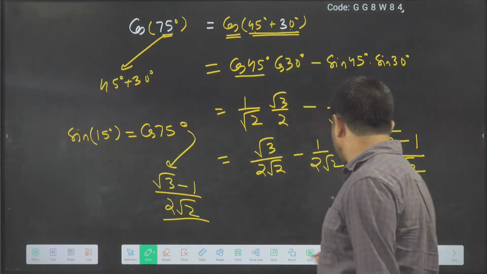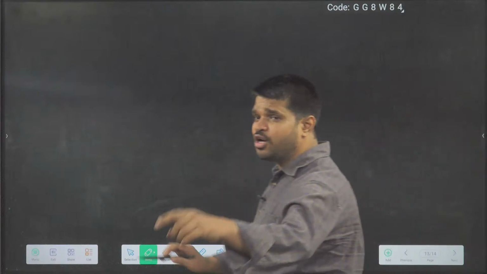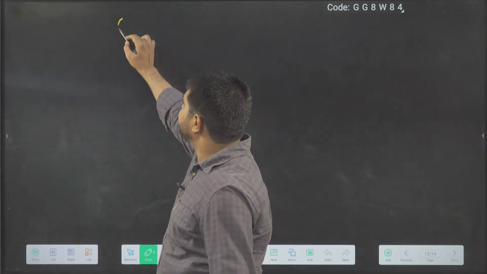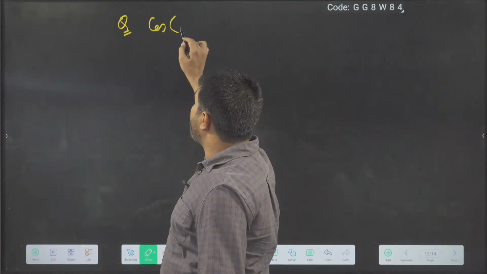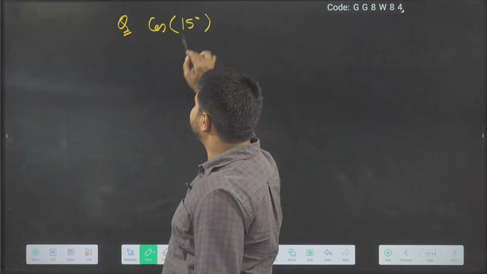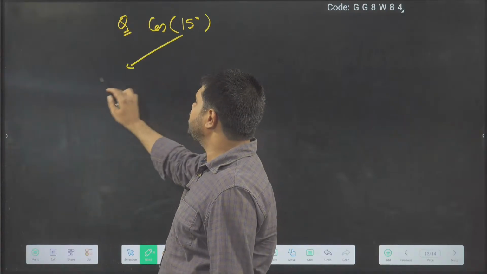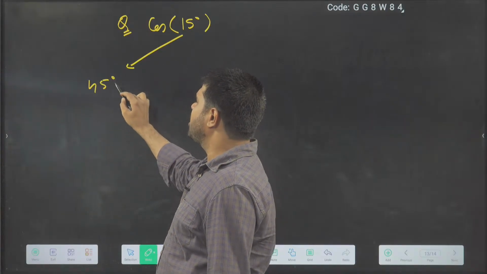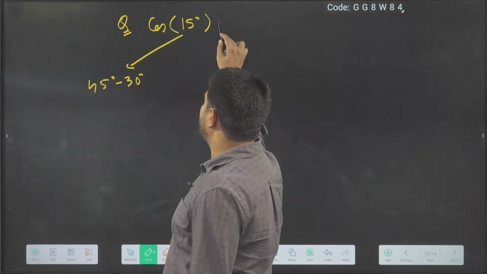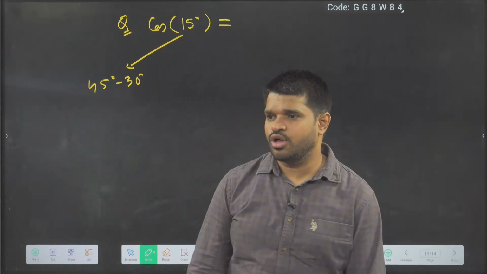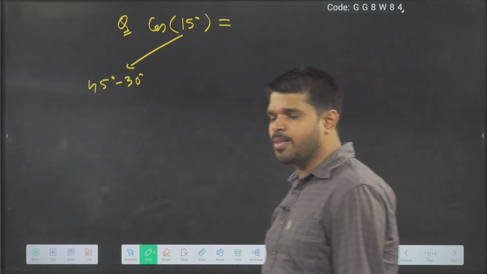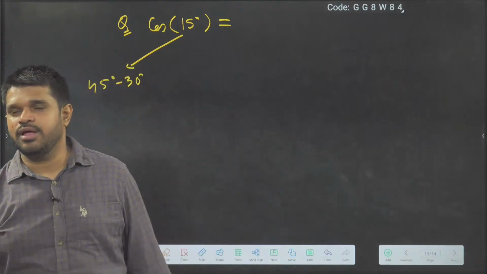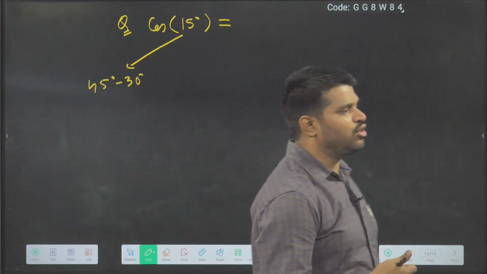Okay, let's continue. Everyone do this formula question: cos 15 degree. 15 you can write as 45 minus 30 degree. Find cos 15.